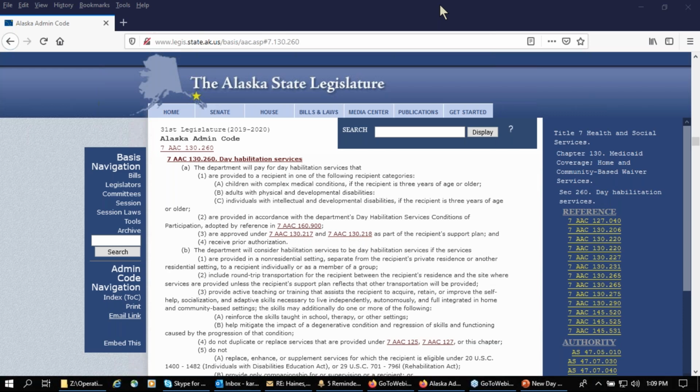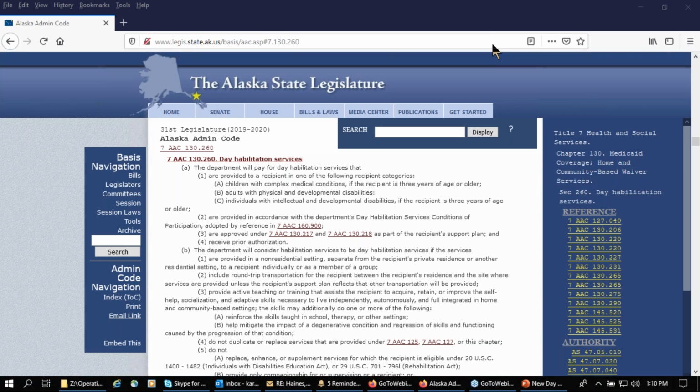So for day habilitation services, we put it in plain language in our PowerPoint. But it's important to know a couple of things before we look at that. The new regulations were effective October 1st. The important thing about that is because we were still within the time of COVID, they will not be implemented until the 1st of January 2021.